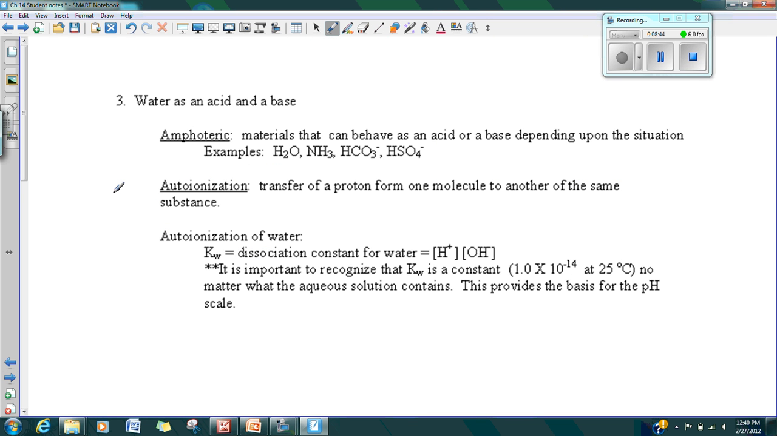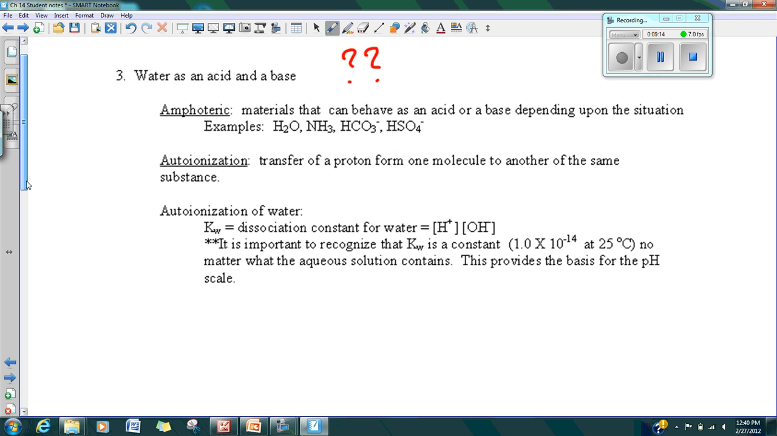All right, we talked earlier in the last podcast, I said that water can act as an acid or a base. I hope you're scratching your head a little bit like, how can it be both? Well, remember we're talking about these theories of acids. They've labeled it as amphoteric: materials that can behave as an acid or a base depending upon the situation. And you can see the different examples that we have here. You should be recognizing ammonia and water as the 2 substances we've seen a lot in here.